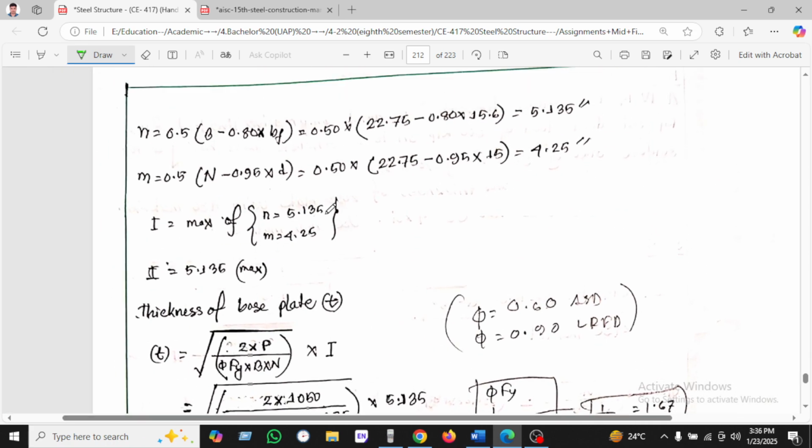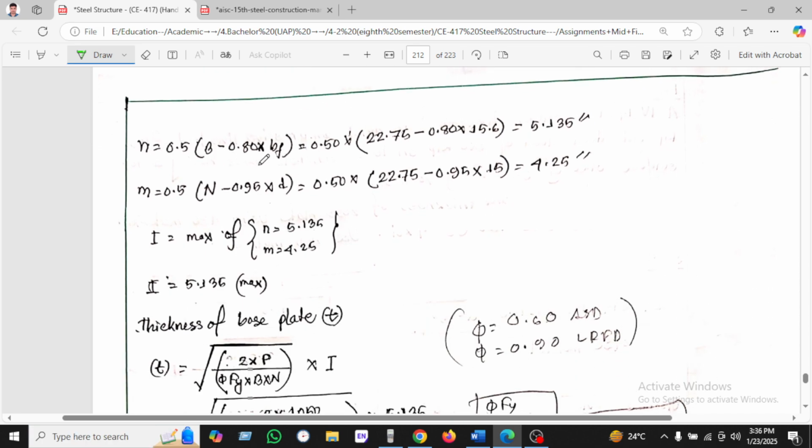So now we can see here n equal to 0.5 times (B minus 0.80 bf), and found 5.135, and m equal to 0.5 times (N minus 0.95 d), which is found 4.25. And we take the maximum of m and n, which we found, one is 5.135 and another is 4.25. So we are taking the maximum value 5.135, and this is the value of l.